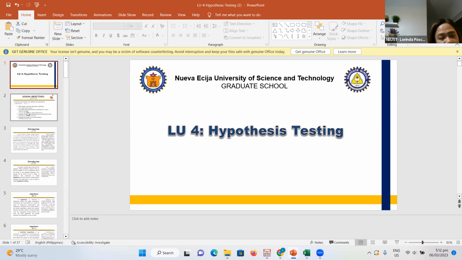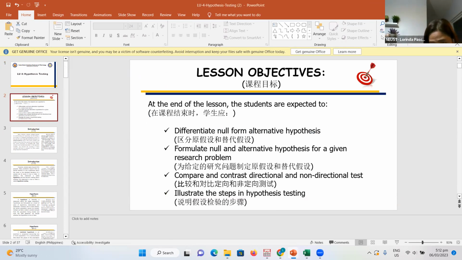So these are the objectives for our lesson for tonight. There is an English translation and a Chinese translation for the Chinese-speaking viewers. I have added Chinese subtitles. So the objectives of the lesson for tonight are the following. At the end of the lesson, the students are expected to differentiate the null from the alternative hypothesis.